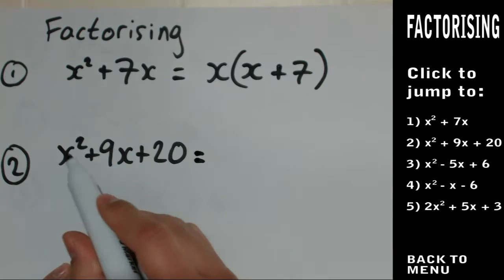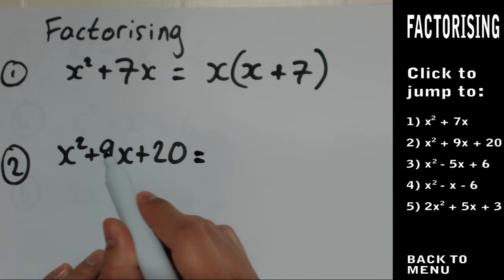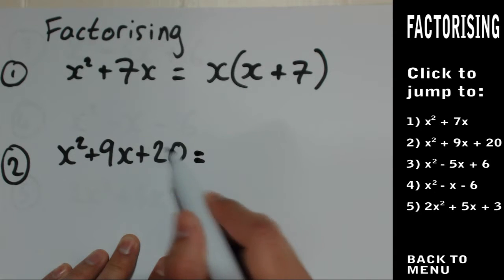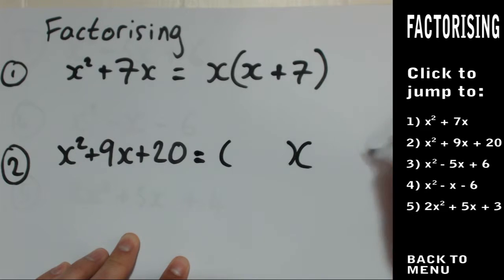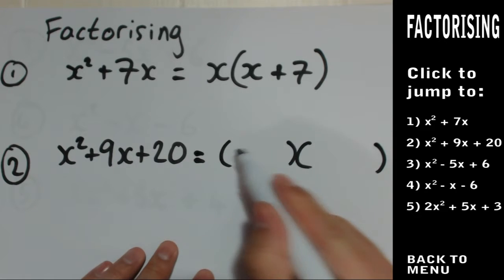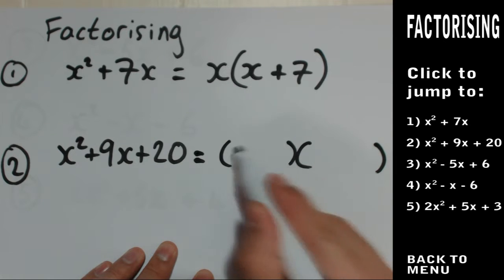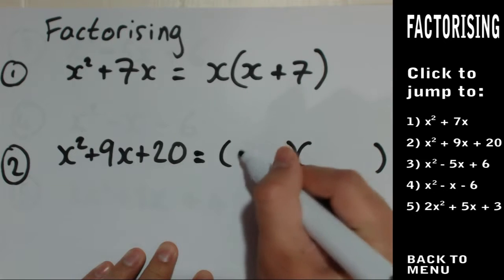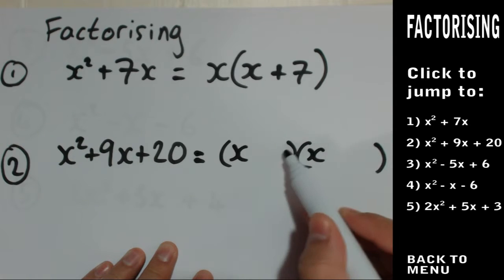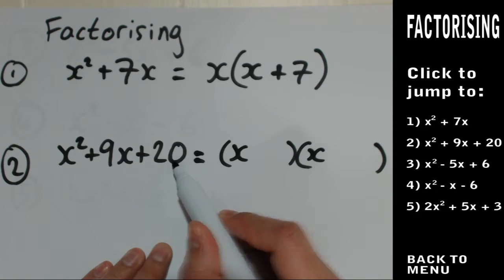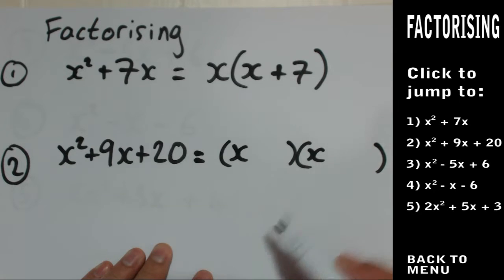Part 2. This one, because it's got an x squared and it's got a 9x and then it's got the number on its own at the end, it's going to be a double bracket factorization question. Remember, that letter times that letter gives x squared, so it's x and x. And the two numbers multiply together to give the 20, and they add together to give the 9.